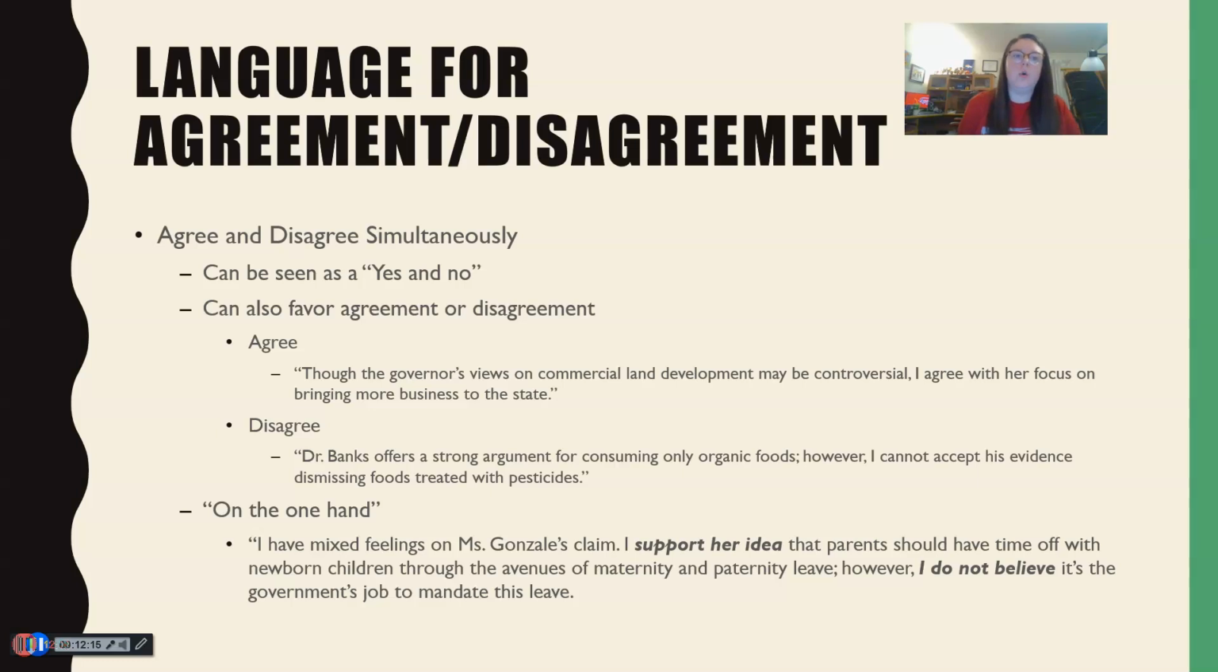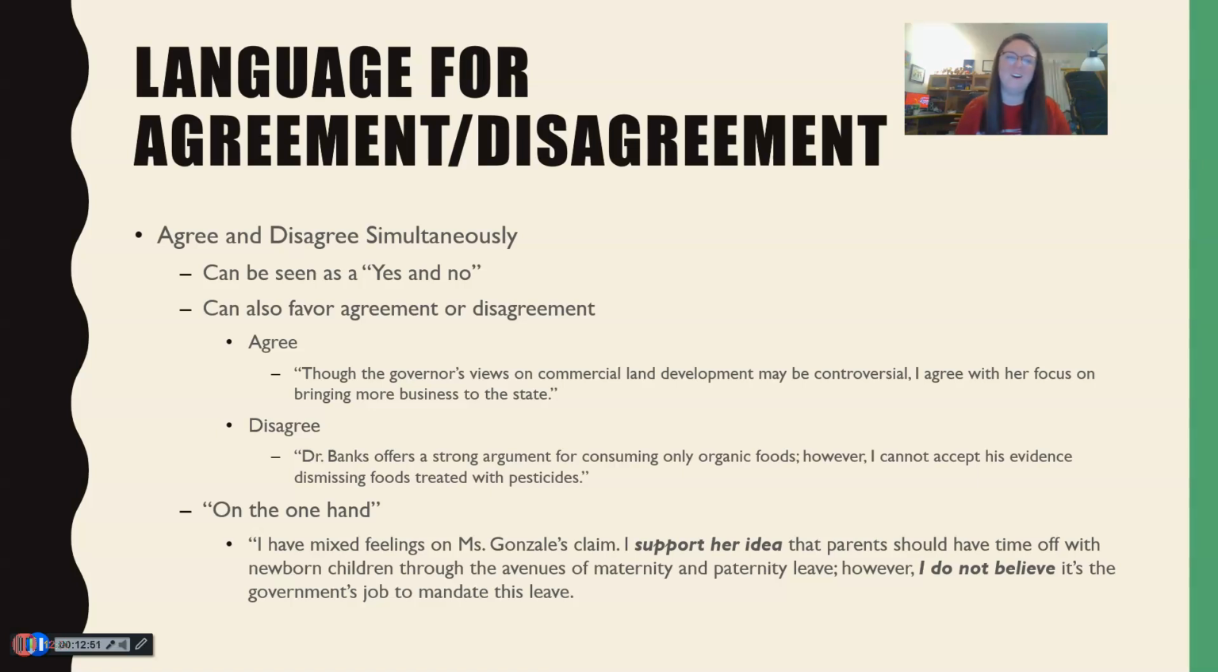When you're doing so, there are a couple of ways you can approach it. You can either have a weighted approach in which you favor agreement or disagreement, or you can take a more balanced approach, which is seen through the use of transition, like on the other hand. So first, when we look at a more weighted approach, that's when we say, okay, yes, I really do agree with this idea, but there are some really pressing areas of disagreement that I'd like to address.